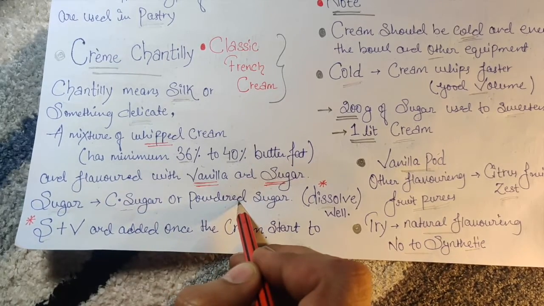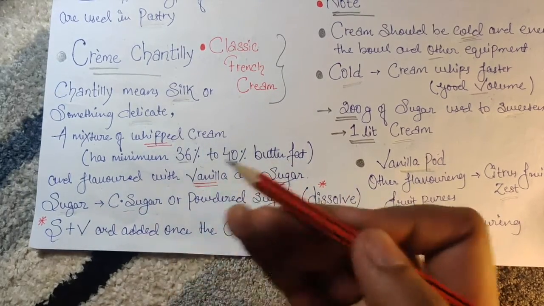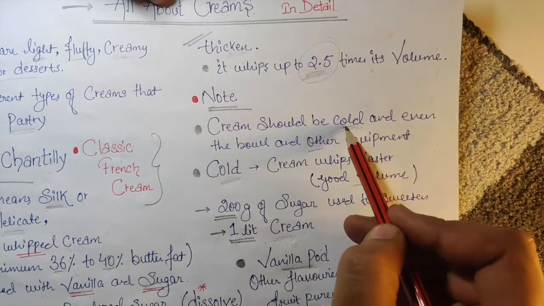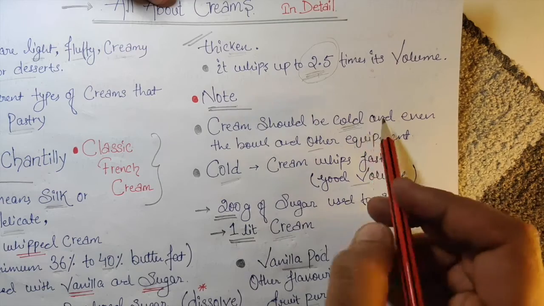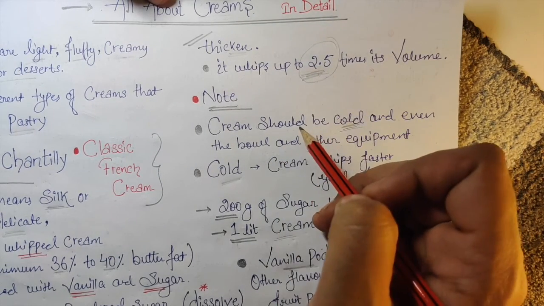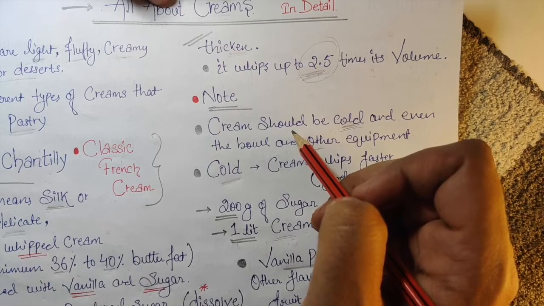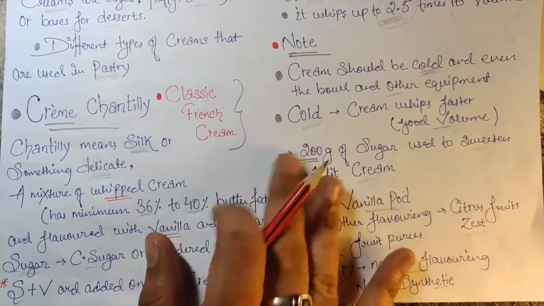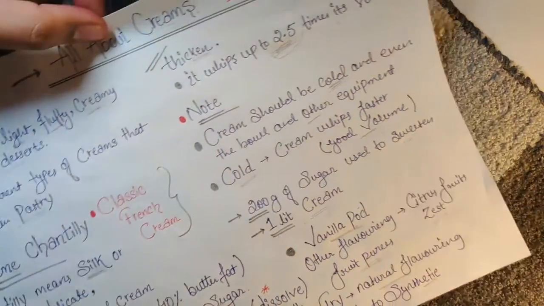And when it comes to sugar, use caster sugar or powdered sugar, because this will dissolve faster. You don't really have to whip for longer. Clear with this? And make sure you're using cooled equipment and bowls, every single thing. And you stop when it reaches 2.5 times its volume. Clear with this? Here we go. Let's see the next one.